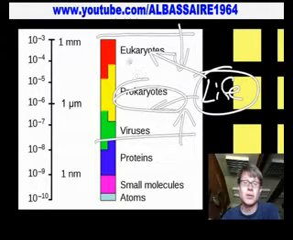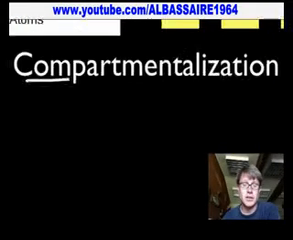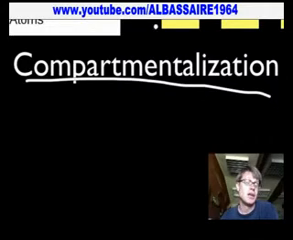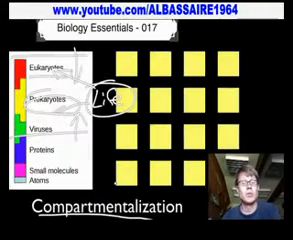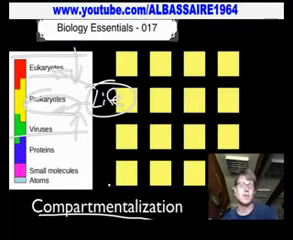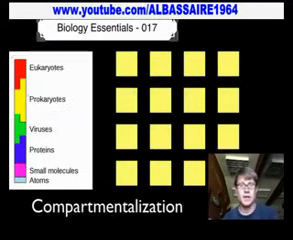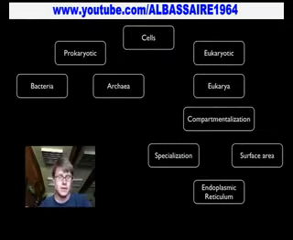And how are eukaryotes able to be bigger? Well, that's through a process of compartmentalization. In other words, instead of making themselves really, really small, they have parts inside them that are small. And that allows them specialization, and it also allows them to increase surface area.